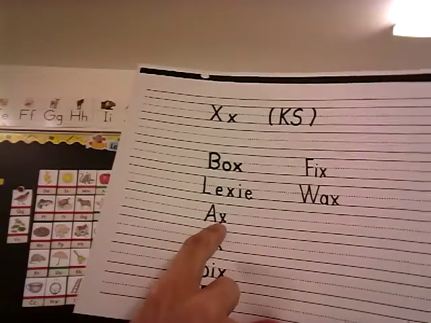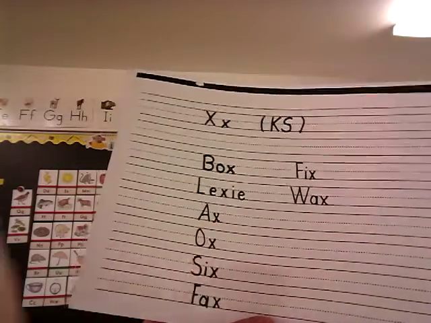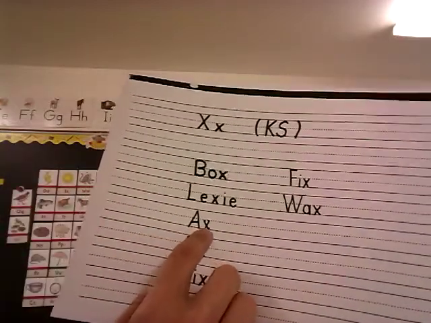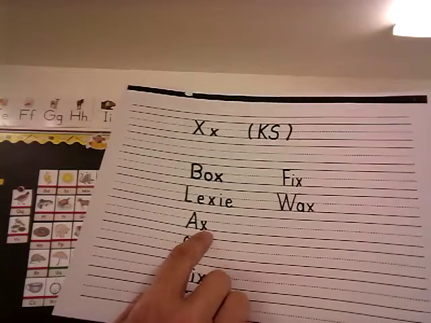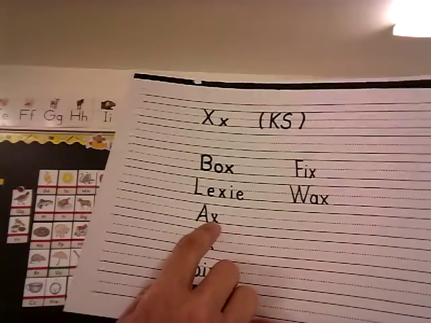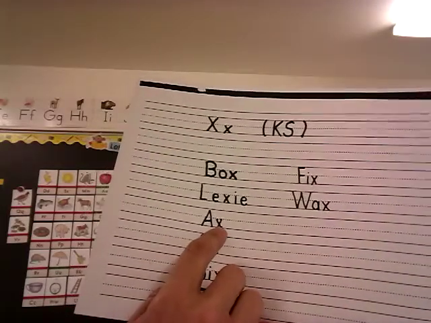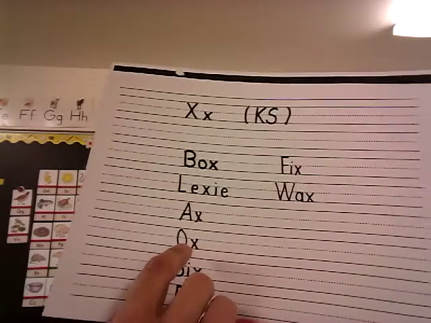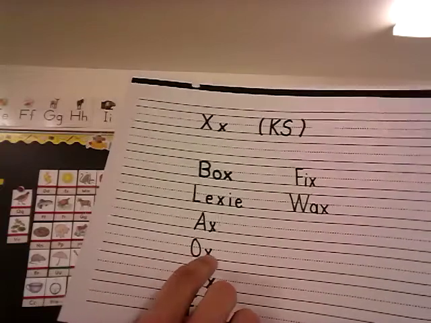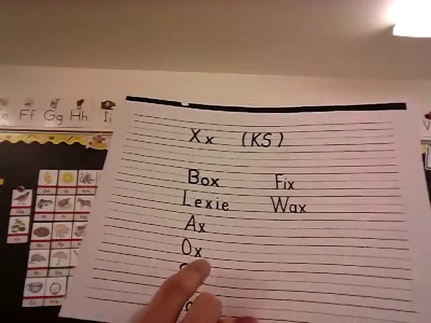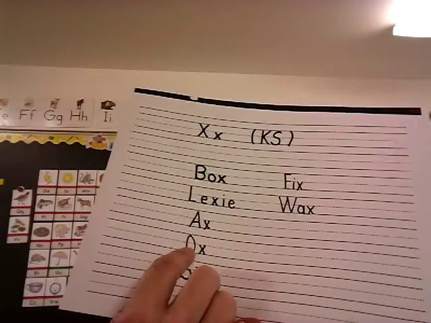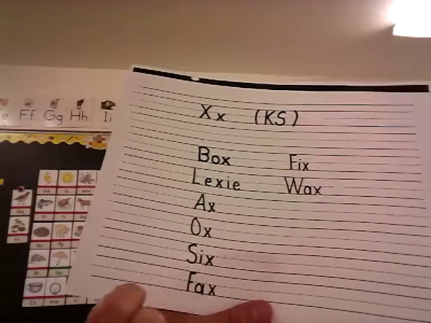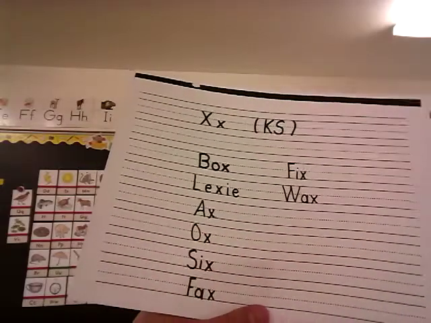This word here, axe. Do you children all know what an axe is? X is at the end of that word. So let's listen to the ending sound. Axe. Ox. Children know what an ox or oxen is? Axe. Ox. Hear that KS sound at the end of those words?